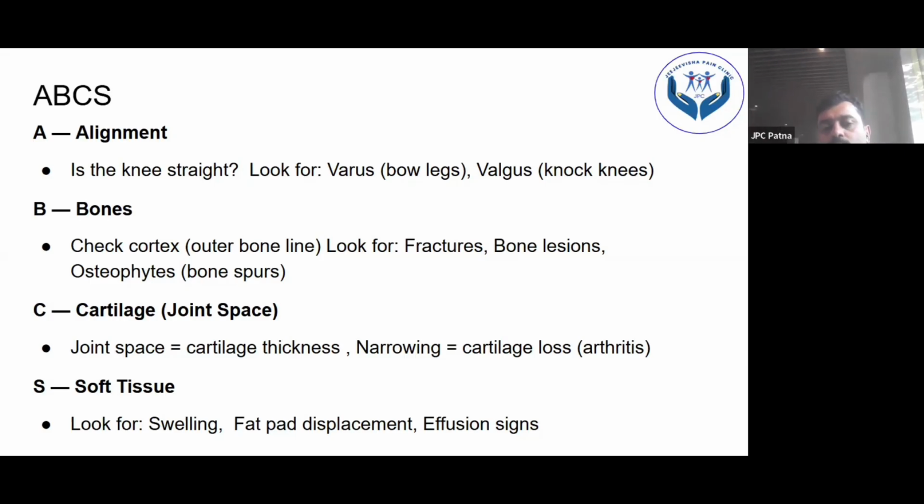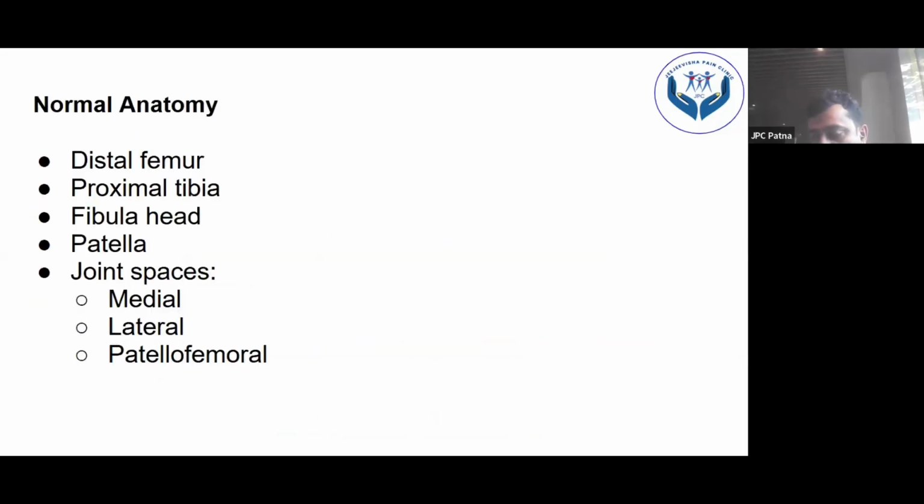or bone spurs. Osteophytes, bone spurs, as I already told you, can be there if osteoarthritis is there. Also, osteophytes are important if someone is having HO. If there is an HO, it will not be near the bone. It may be a bit far away from the bone, into the muscles. So these osteophytes are a very important thing to look at. C is cartilage, joint space: thickness, narrowing, cartilage, arthritis. And S, soft tissues, definitely has a role to play.